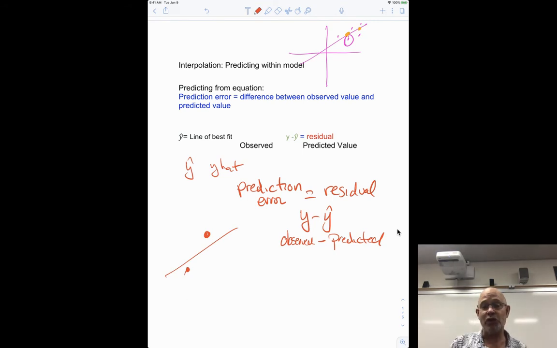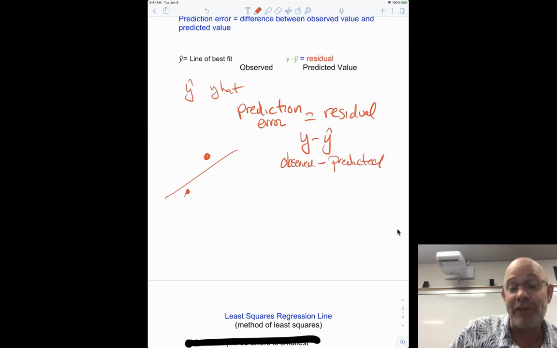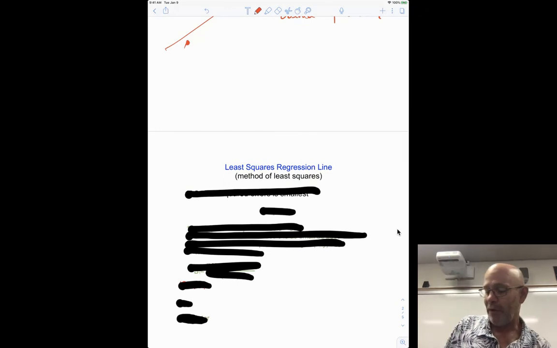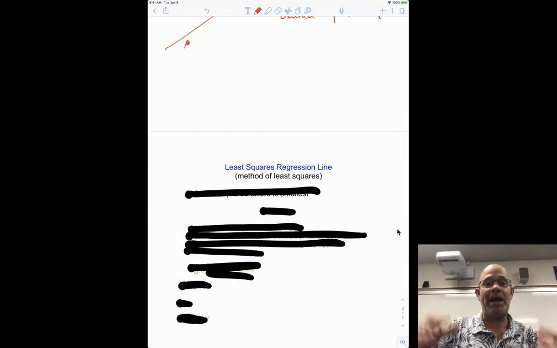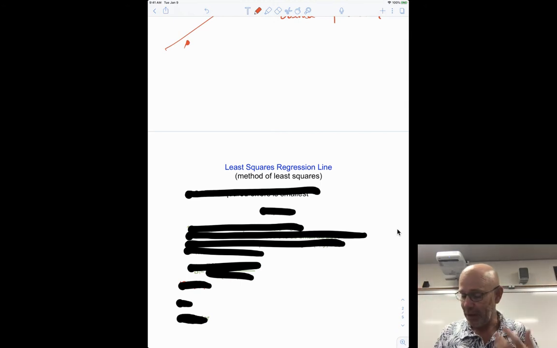Residuals become super important in finding the line of best fit, which is coming next. So I'm going to give you the formula for it, and then I'm going to pop over a second video just to show you how to do it on the calculator. So this is the formula. So when we put a line on data, there's lots of different lines you can put on there. So we say, which one's the best? So mathematicians have decided the one that's the best is called the least squares regression line.